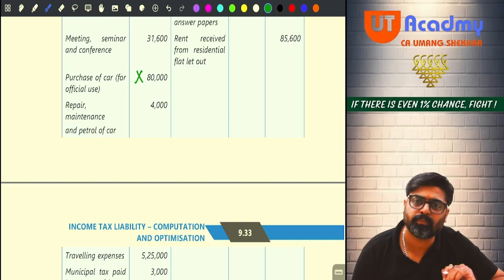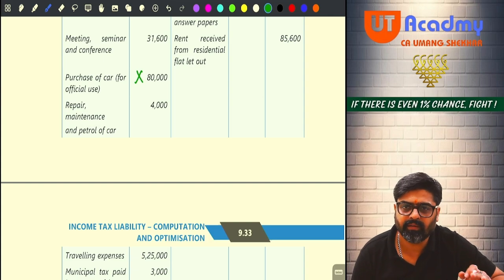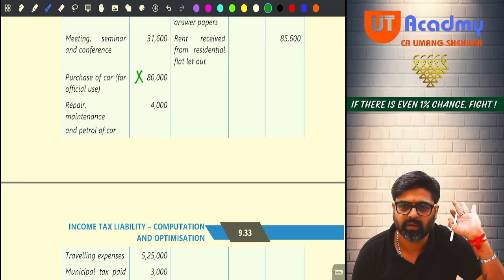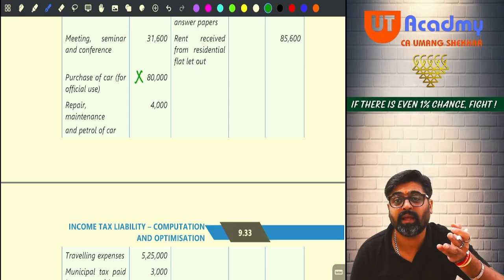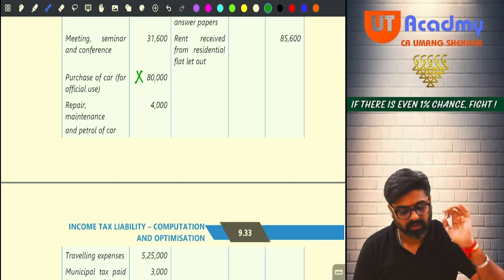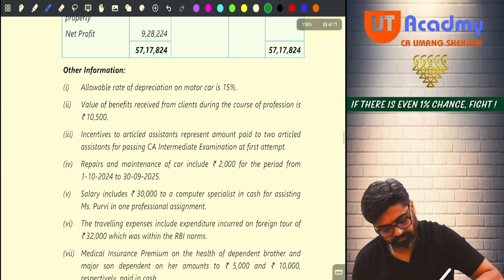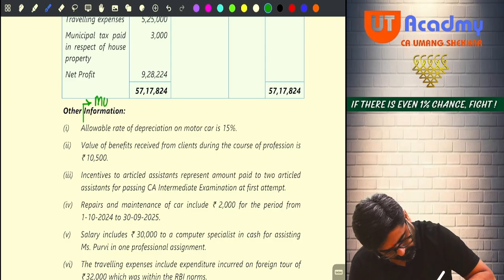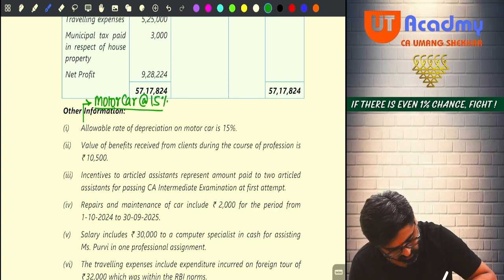Now tell me, when this motor car is purchased, have they given you any date? We will assume it is purchased and put to use for more than 180 days. Is there any deletion, meaning any motor car sold from the block? No, only this motor car is purchased. So I will first make the block of motor car, which is depreciable at the rate of 15%. Motor cars are depreciable at 15% only, no?